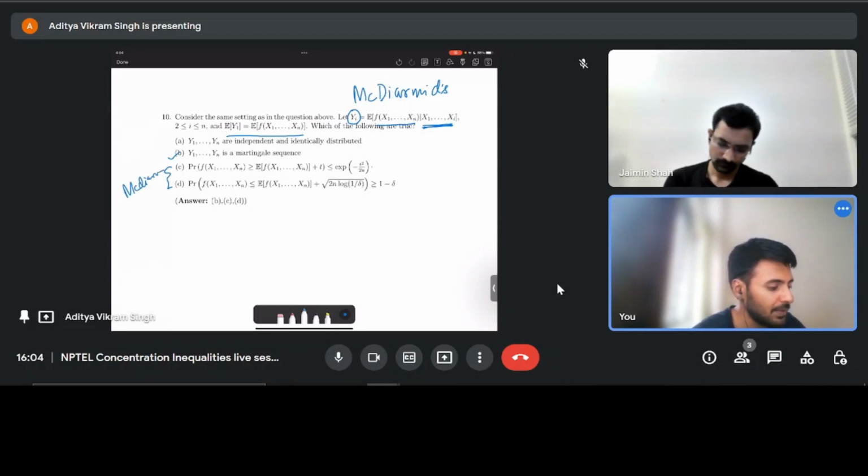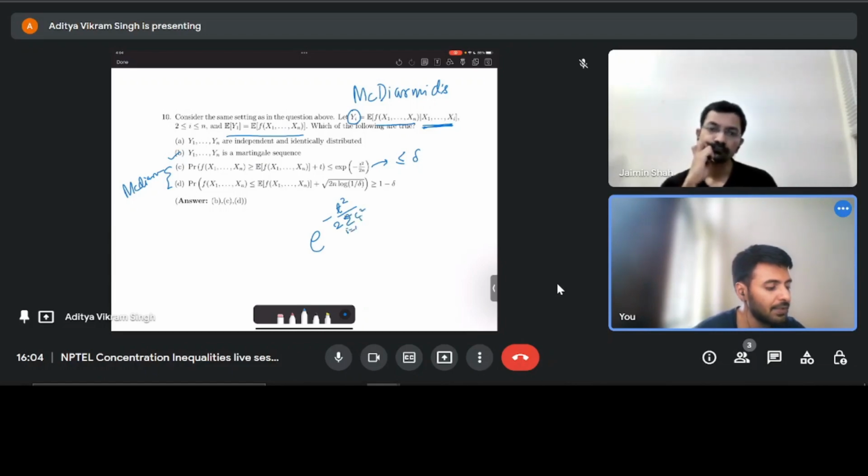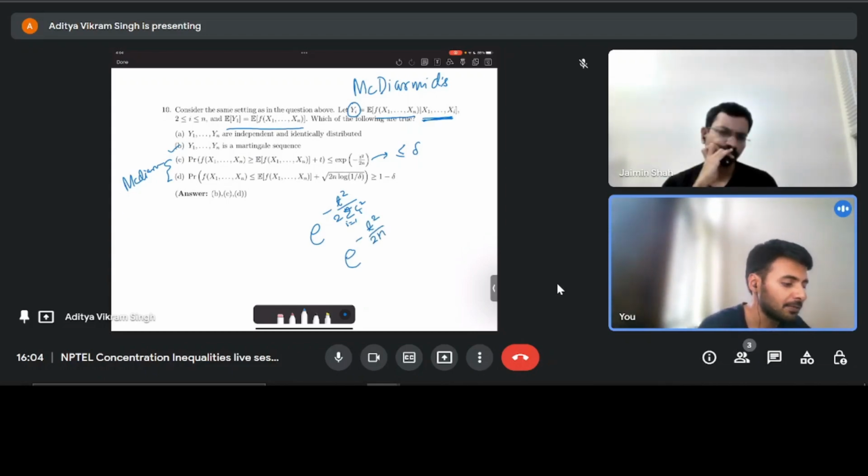So this is like you just set it less than or equal to delta to get a confidence bound. And yeah, McDiarmid's inequality is what? It's e to the power minus t squared by 2 times the sum from i equals 1 to n of c_i squared, where the c_i are those bounded difference constants. And here each c_i is 1, so you have e to the power minus t squared by 2n. Okay, so this is McDiarmid's inequality, and this is the confidence version of that.